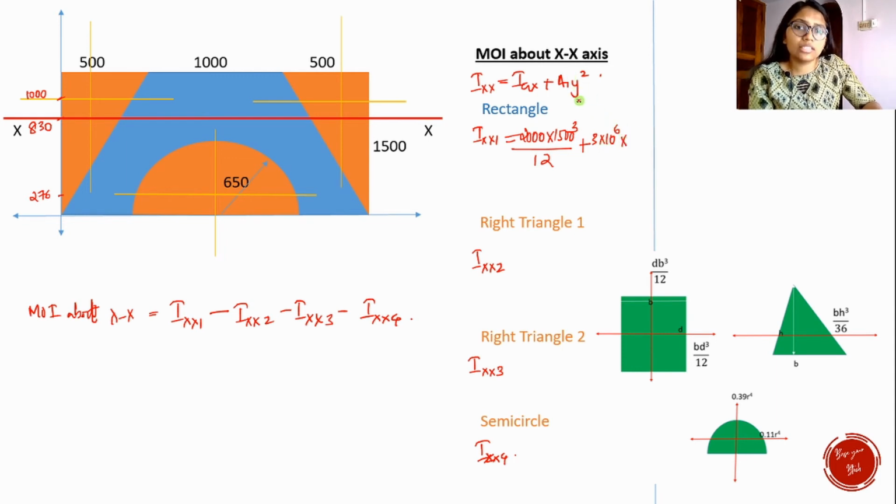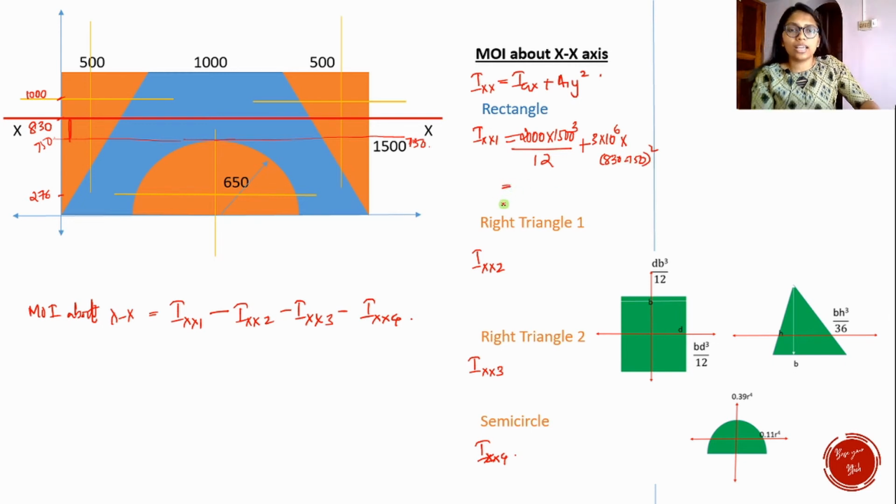Y is the perpendicular distance between the considered axis and the centroidal x-axis of the figure. That means for the rectangle, the Gx was passing through the middle of it, isn't it? This was the centroidal x-axis for the rectangle, and that lied on 750, and the axis under consideration, that is x-axis, is lying at 830. So what is the distance between them? 830 minus 750 is your y value, 830 minus 750 the whole square.